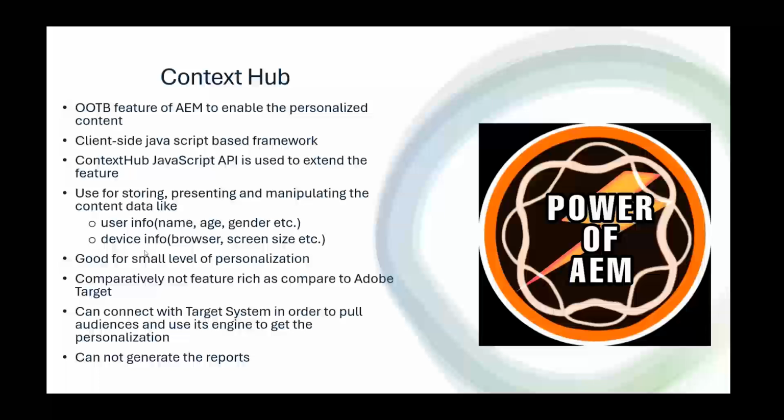Similarly, we can play around with the information related to devices, like which browser you are using, what the device type is, and screen sizes. You can also play around with other location related information like latitude and longitude or any region specific data. So based on these traits, you can set up your targeting content for different audiences. And that's how you can achieve the personalization by using the Context Hub.